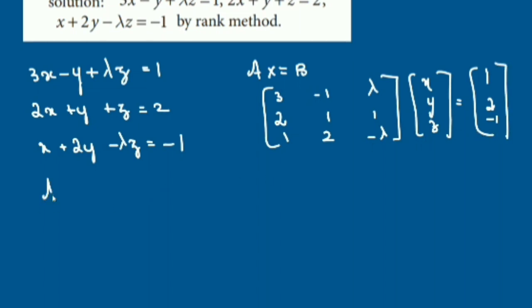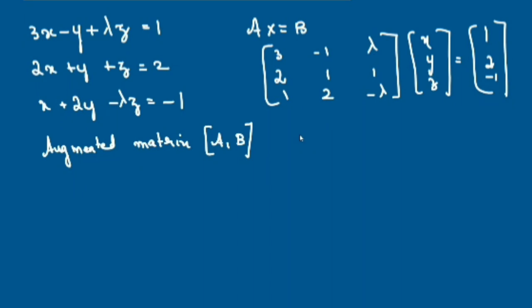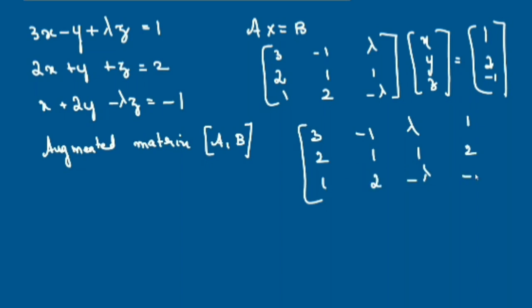Now you write the augmented matrix, AB. With the matrix A, you are going to join the matrix B. That is called the augmented matrix. So what is the augmented matrix? 3, minus 1, lambda, 1. The matrix B we are joining: 2, 1, 1, 2; 1, 2, minus lambda, minus 1. So this is the augmented matrix. If you want, you can put the slash, or it is not necessary at all.